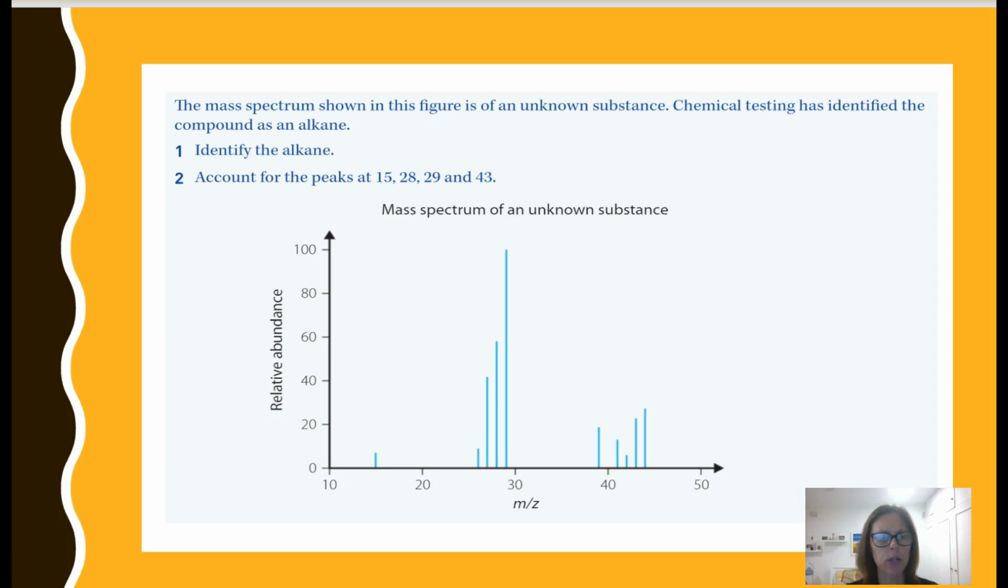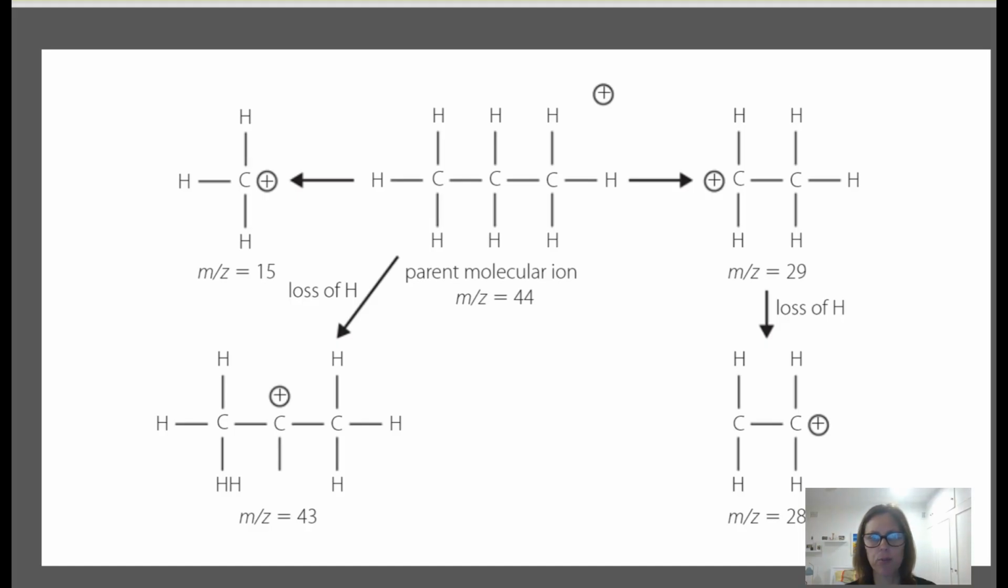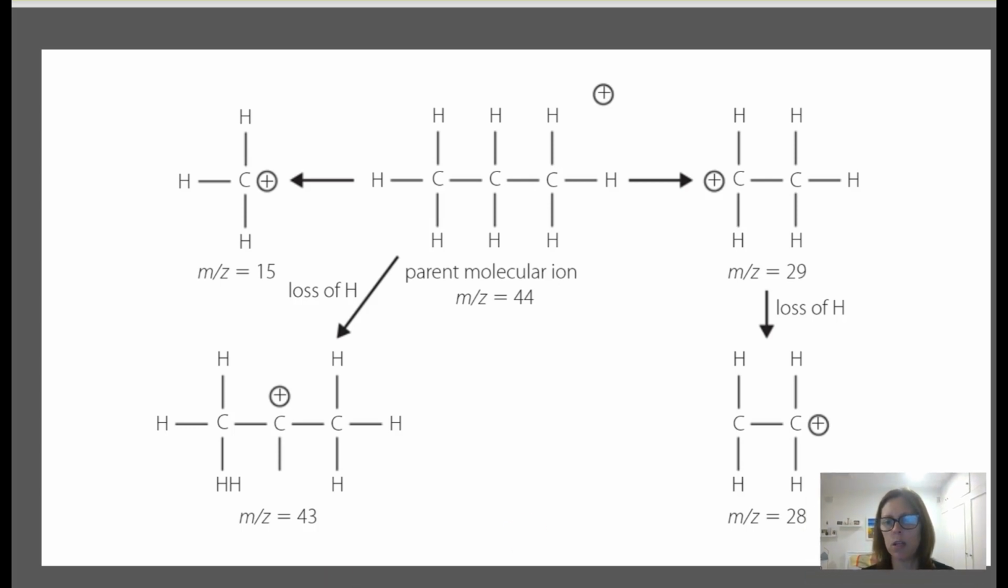So let's have a look at this in a different tabular form, which is what I meant when I said sometimes it might be better if we have a look in a visual form. We've got our parent molecular ion here. Here we've lost one hydrogen, so now we have CH3, CH, CH3. So that's that loss there.